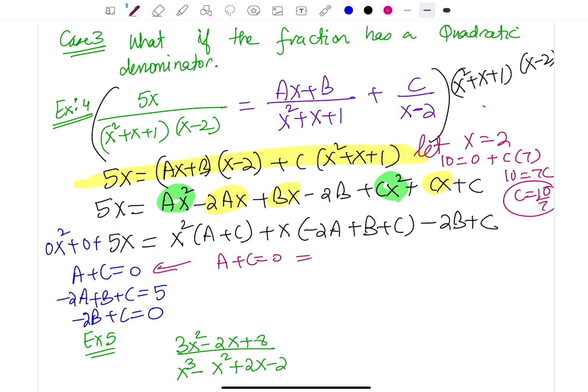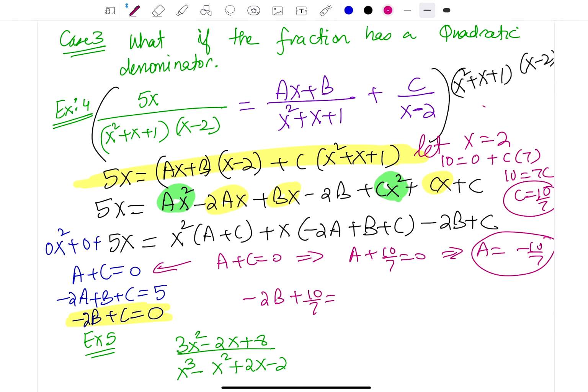So at least we found the c, and now we can plug that c in here to find a. a plus c is 0, so a plus 10 over 7 is 0, which gives me a equal to negative 10 over 7. So we found the a, we found the c, and now we're looking for b, which we can plug into the third equation. Negative 2b plus 10 over 7 is 0. Gives me negative 2b is negative 10 over 7. b is equal to negative 10 over negative 2 times 7, which is positive 5 over 7.